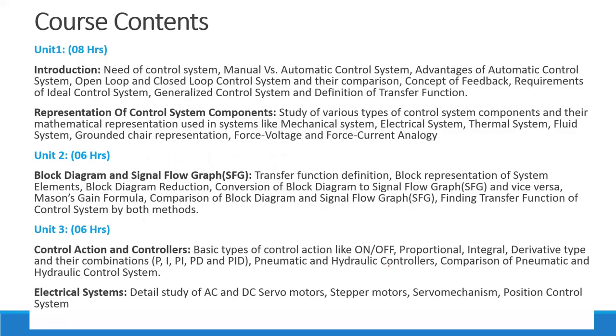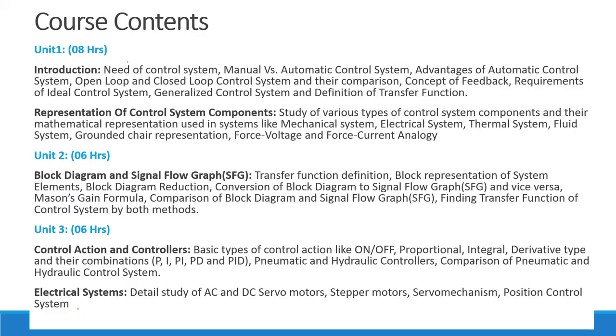Now the course content for this particular automatic control system is available on your screen. Now this subject is divided into 2 parts, section A and section B, and section A will be having 3 different units and section B will be having 3 different units. Now in section A, the first unit is for 8 hours. The time allocation for it is 8 hours, and it is your introduction and representation of control system components.